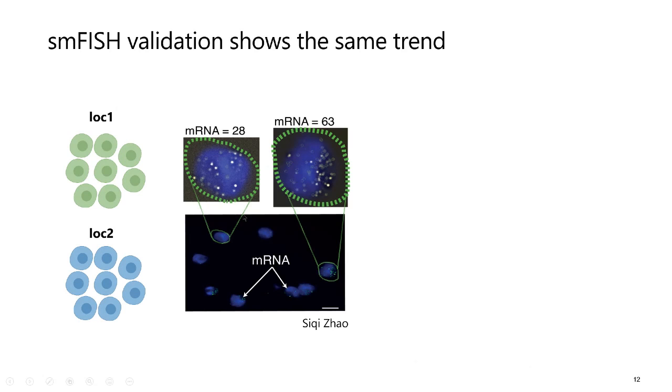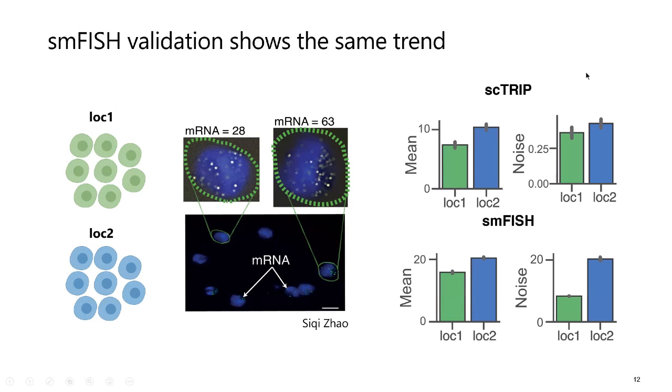What we can see is that when we compare single-cell TRIP and single molecule FISH, the mean of location 2 is always higher than location 1. And the same for noise. We can validate this with single molecule FISH. So this suggests that our measurements are indeed pretty good.